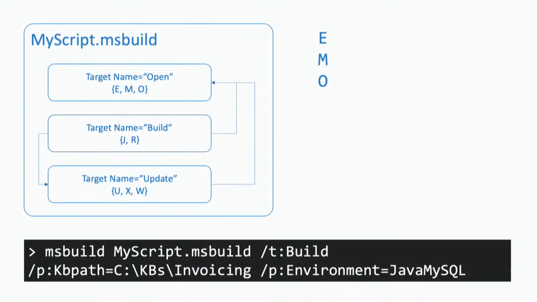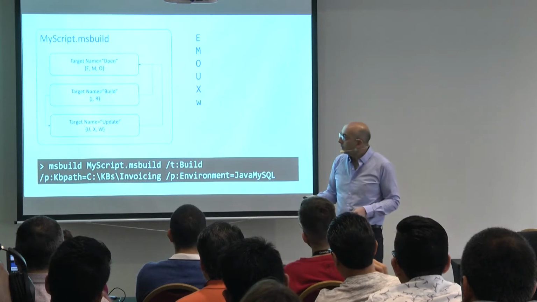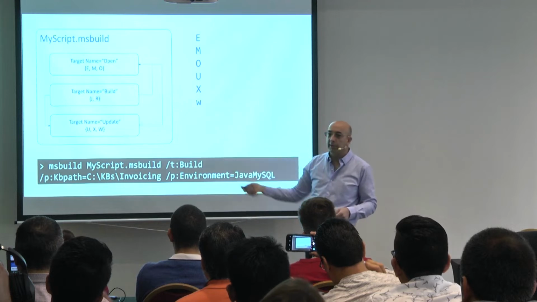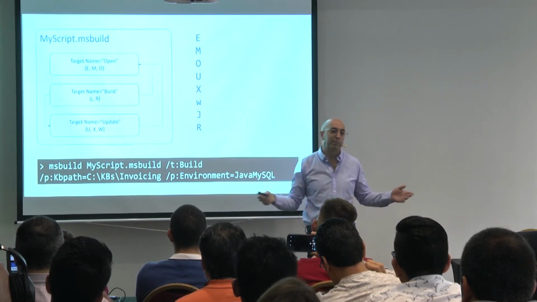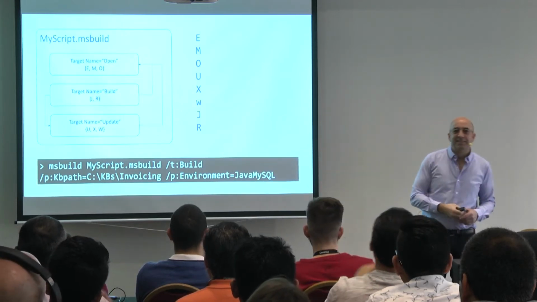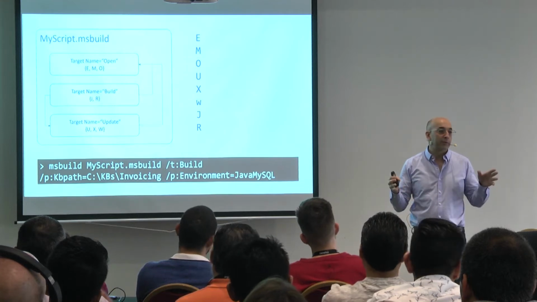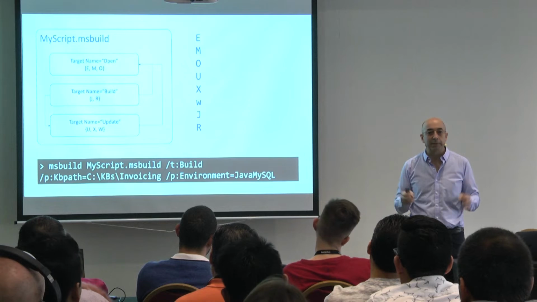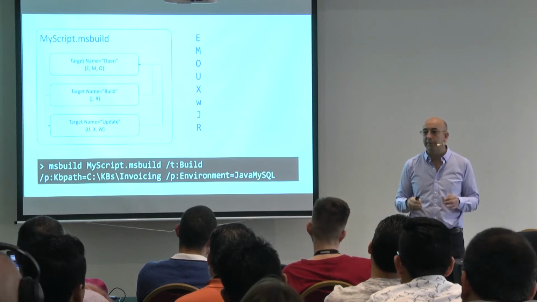Does build depend on any other target? Yes, on the update. And so it's going to execute the following tasks. Which are they? U, X, W. Very well. And then it has to execute the build: J and R. Good. Very good. You passed the test. So now you know everything that MS Build needs to be executed. When you call a script, you do exactly that process, right?